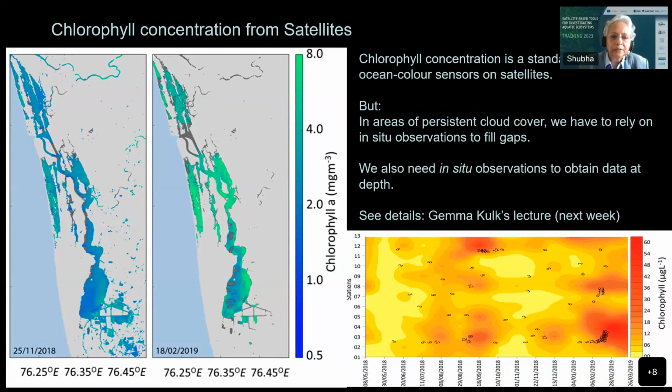So if we bring you back to the Vembanad Lake in Kerala, chlorophyll concentration is in principle readily available from satellites. But let me remind you that if you are dealing with areas of persistent cloud cover, we also have to rely on in situ observations to fill the gaps. And we also need in situ observations to obtain information at depth. And I advertise Gemma's talk next week.